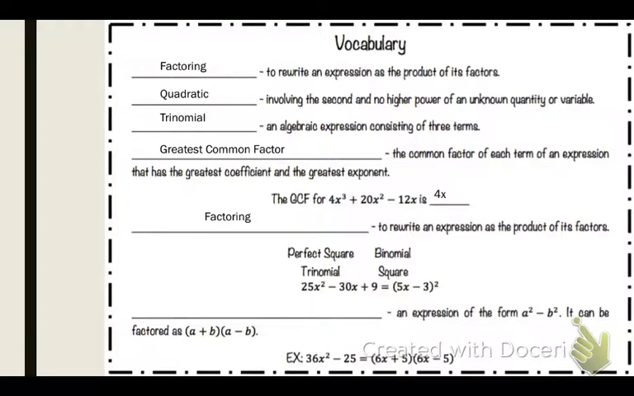Okay, next one. Factoring, again, the same definition as above. I don't know why it's put there twice. And then an expression in the form of a squared minus b squared can be factored as a plus b and a minus b. That is the difference of two squares, or just the difference of squares. Okay?